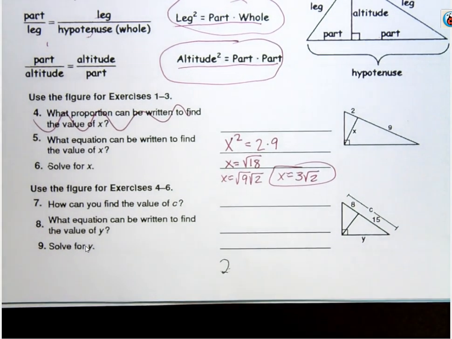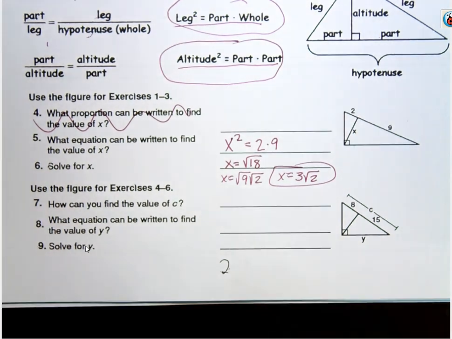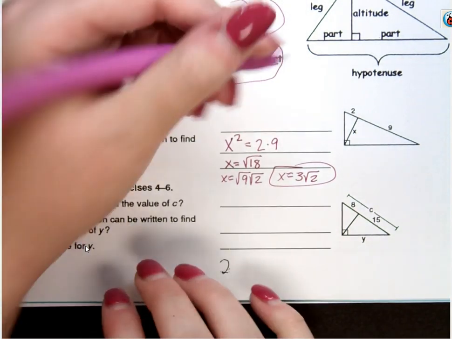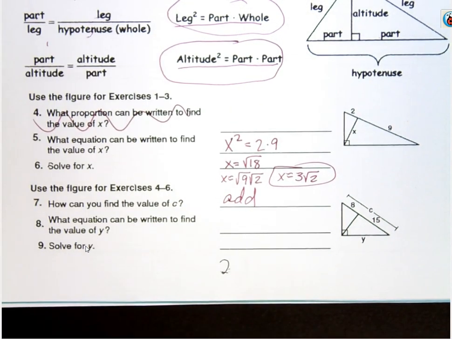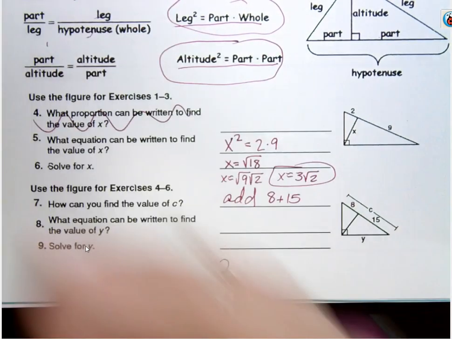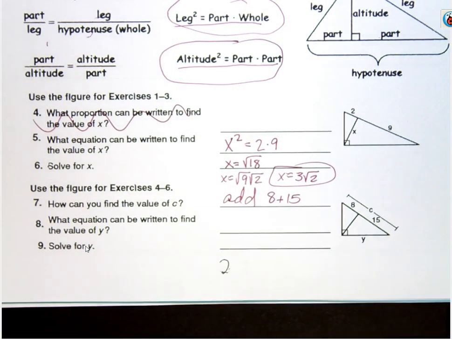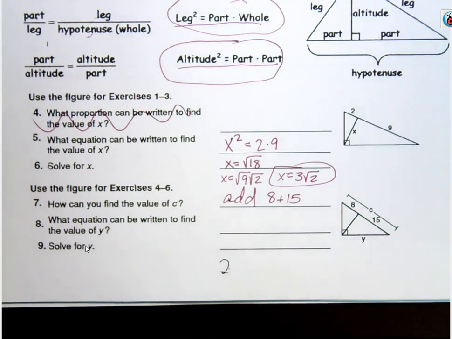For number 7, how do you find the value of c? Don't overthink it, guys. You said it. You said add? Oh, good. So you just add. You add 8 and 15. Don't make it harder than it is. You have to add them together to get the entire hypotenuse. So you want the value of c, the whole thing, add 8 and 15.